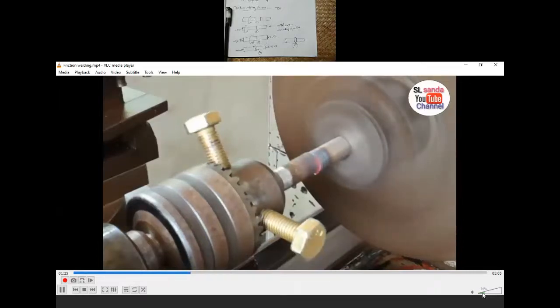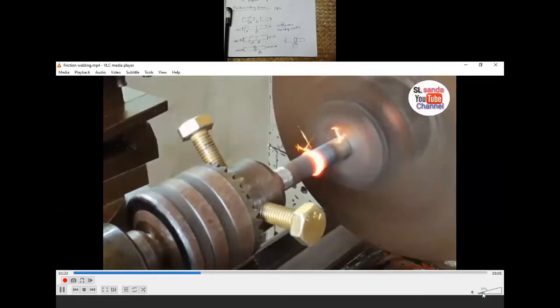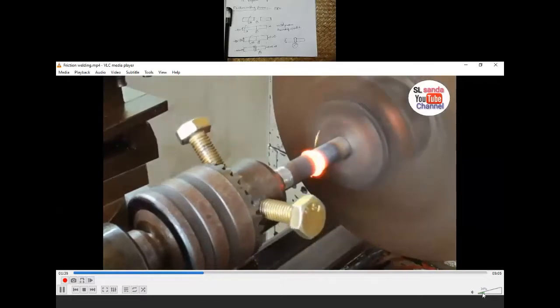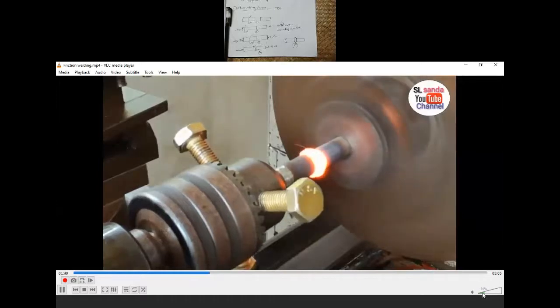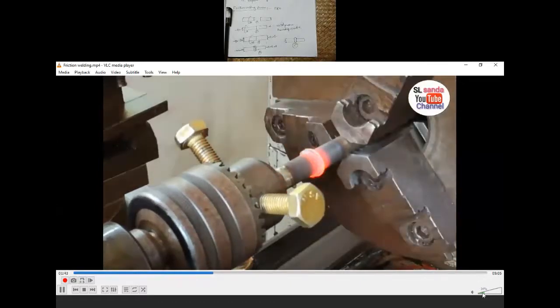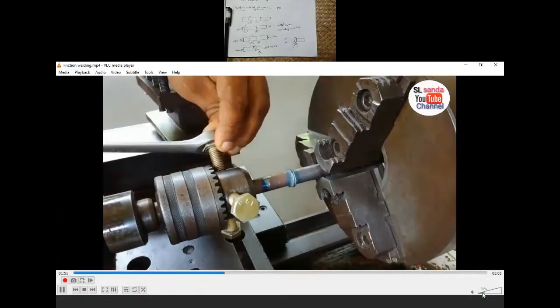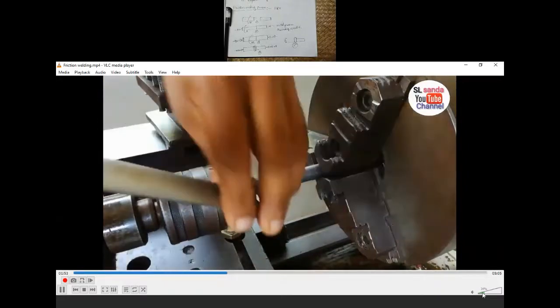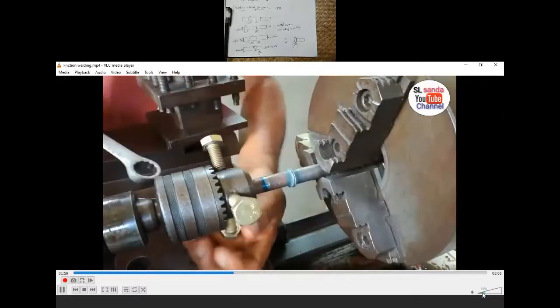Now see the heat is getting generated. When sufficient heat is generated, then the chuck will stop. See, the chuck stopped. Now pressure is applied and the flash is being produced. Now if there is slipping between them, the joint is not proper. If there is any slipping, then it will not be good.